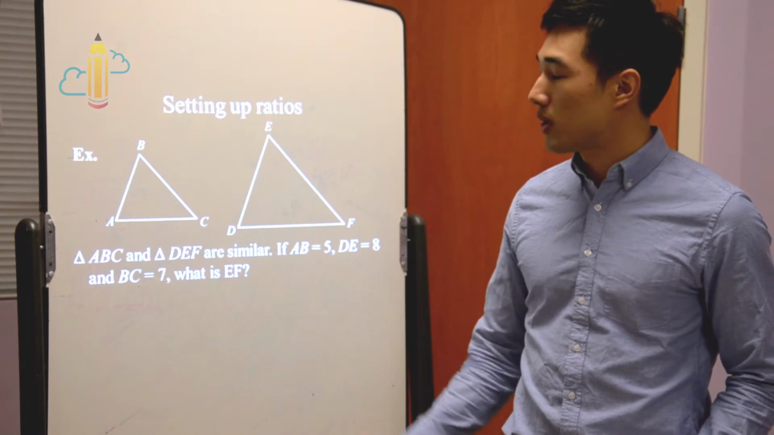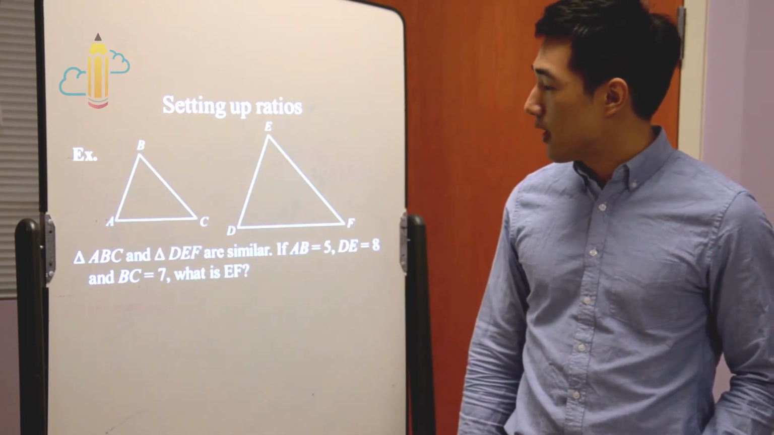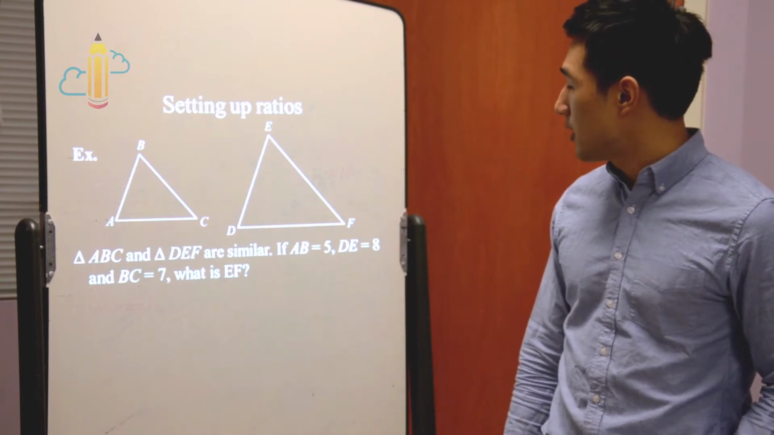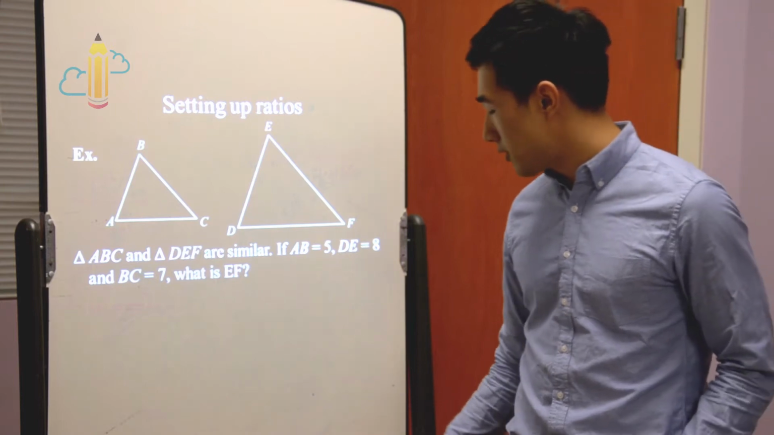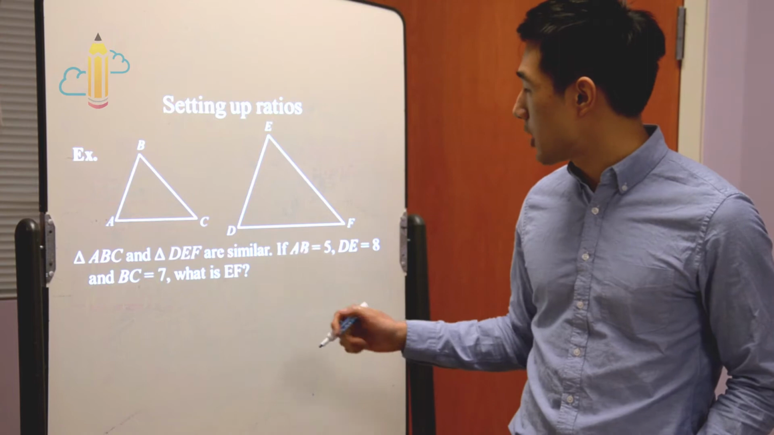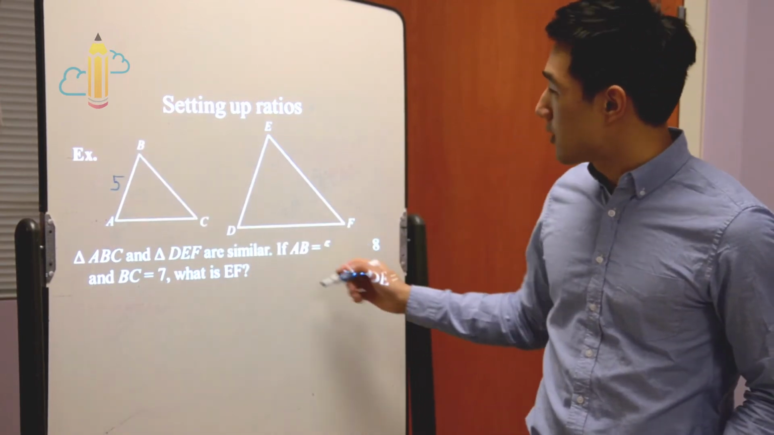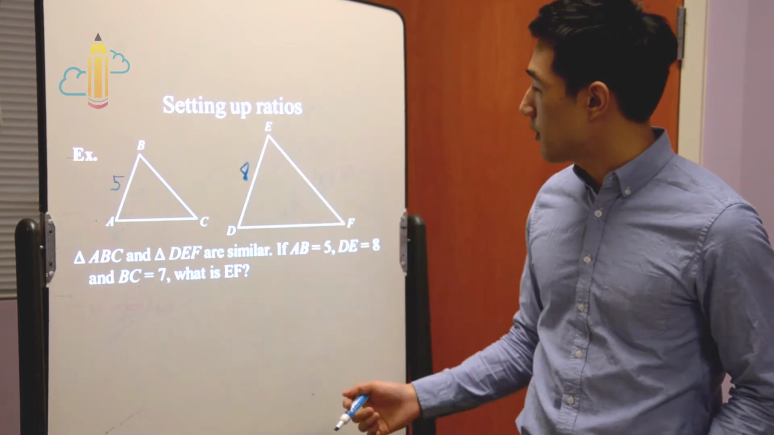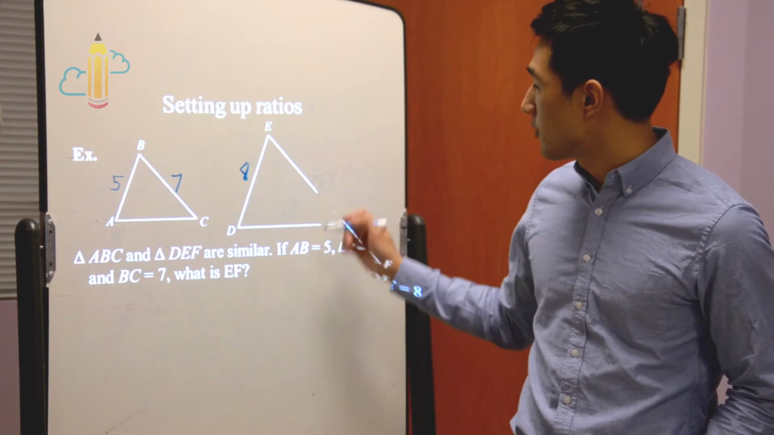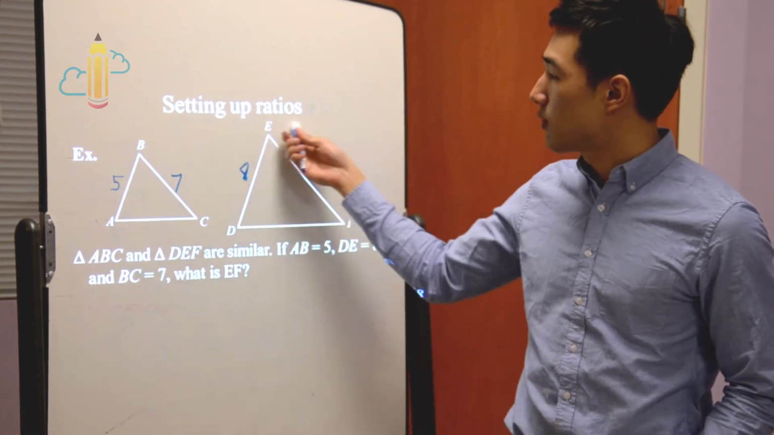Okay, so let's try this problem. Triangles ABC and triangle DEF are similar. If AB equals 5, DE equals 8, and BC equals 7, what is EF? Okay, and the first thing you should do is label the shape. So AB is 5, right here, and DE is 8, right here, and BC is 7. Okay, then we're looking for EF right here. Okay, so you have to set up ratios.